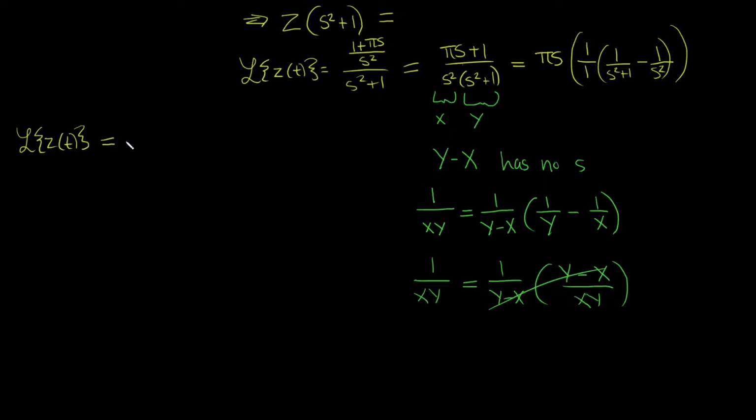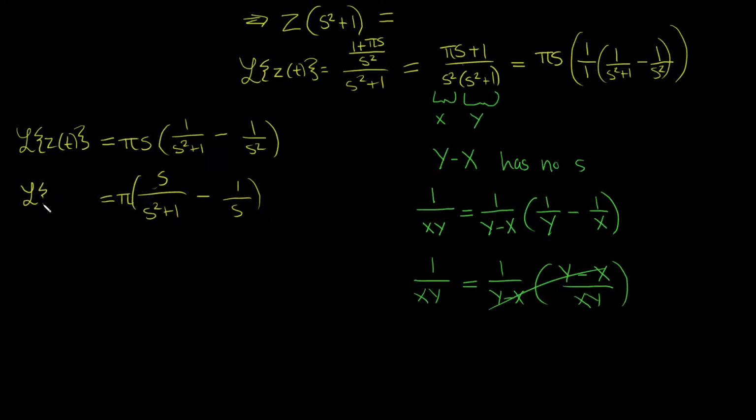The Laplace transform of z of t equals pi times s times 1 over s squared plus 1 minus 1 over s squared. Now, if we distribute things, we get pi s over s squared plus 1 minus pi s over s squared, which is just pi over s. Fantastic! Now, we really shouldn't have distributed the pi, so I'm going to refactor it. It's just the s that we wanted to distribute. So if we say pi times all of this, now we're left with two things that we know how to take the Laplace transform of.